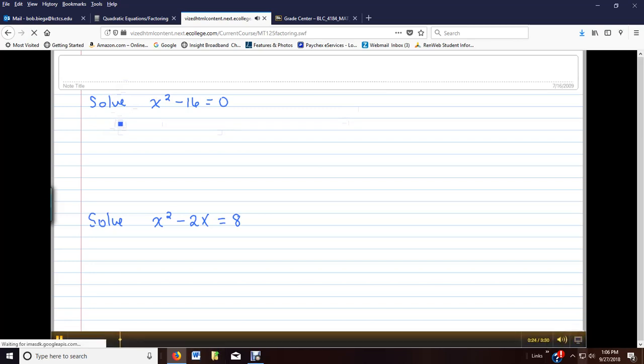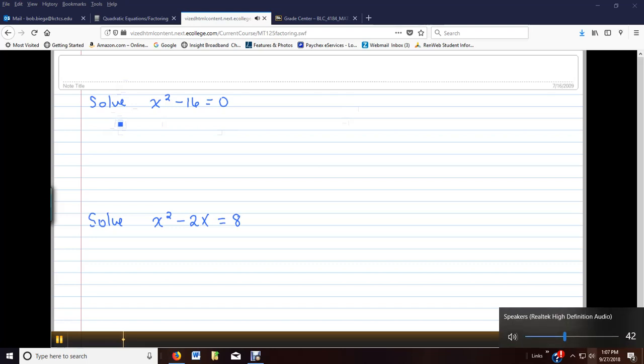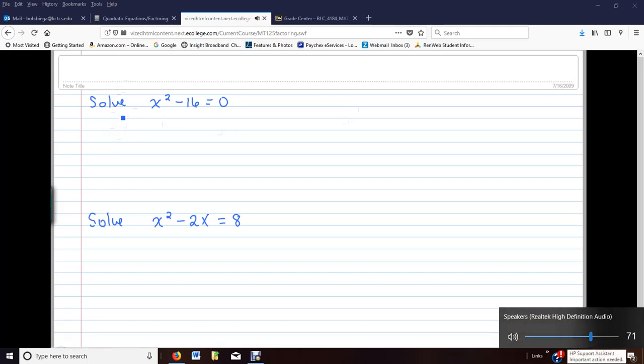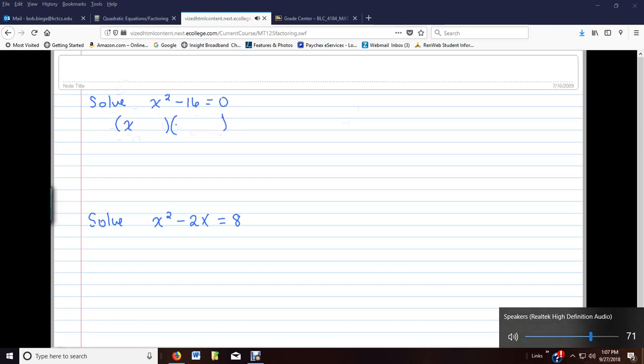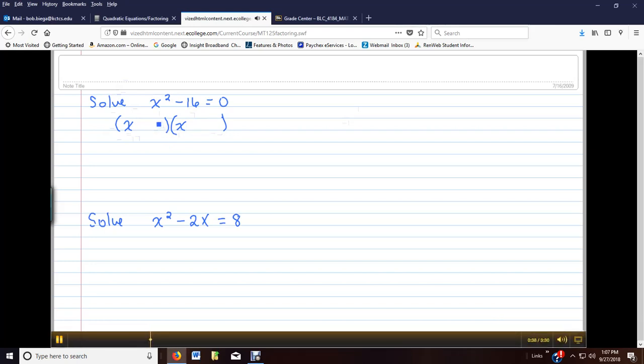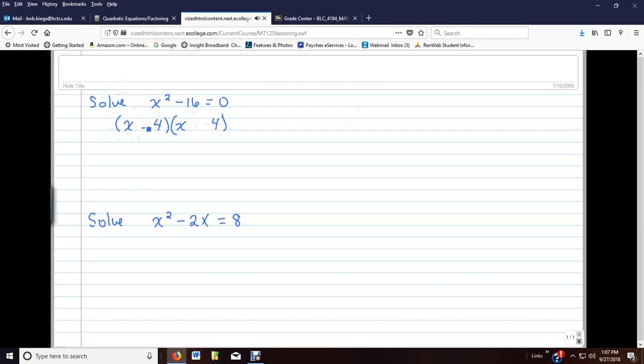Remember, to factor something like x squared minus 16, this is a difference of squares. So we'll make two sets of parentheses. X times x gives us x squared. And for 16, since this is a difference of squares, we want the perfect square 4 times 4. And we want one that's negative and one that's positive. It doesn't matter what order we put these in.